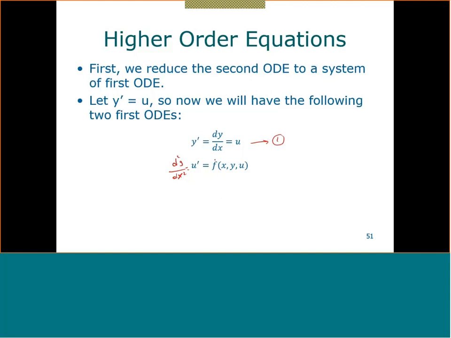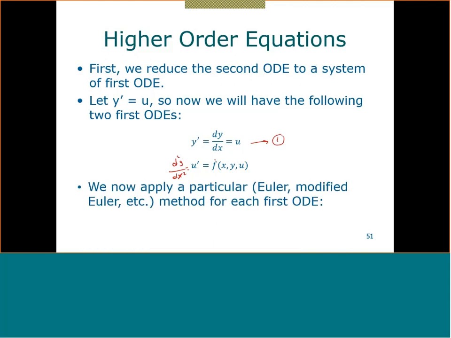If you go back to the introduction, we said actually this is how we get the second order differential equation in the first place, that we have two first order differential equations. We combine them together to get the one second order equation. Now we are going back. So now we are splitting the second order differential equation into two first order differential equations. Once we do this, then we can apply any of the methods to solve, for example, the Euler method, modified Euler method, etc.